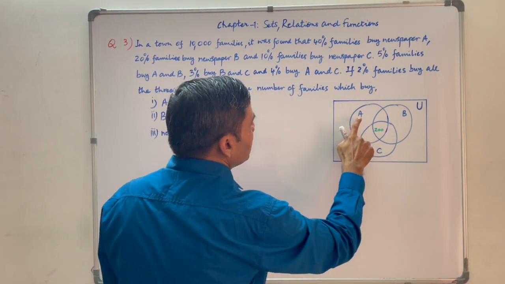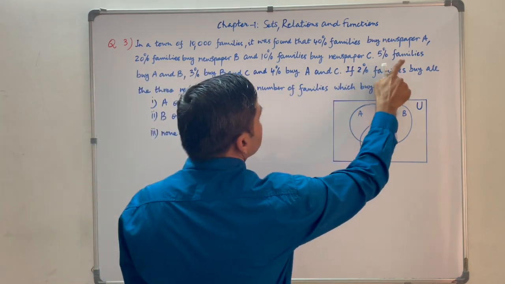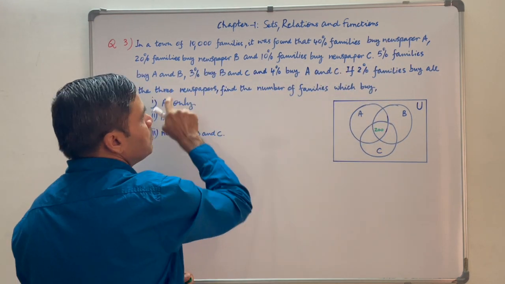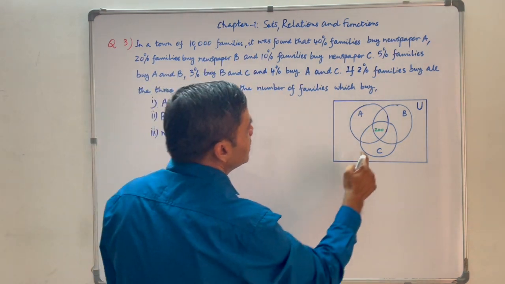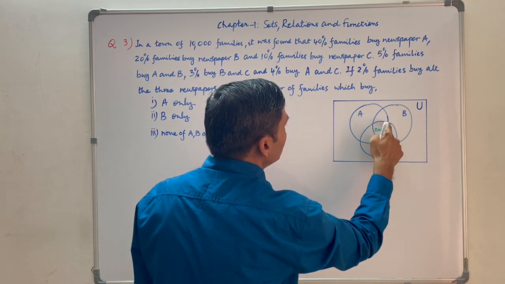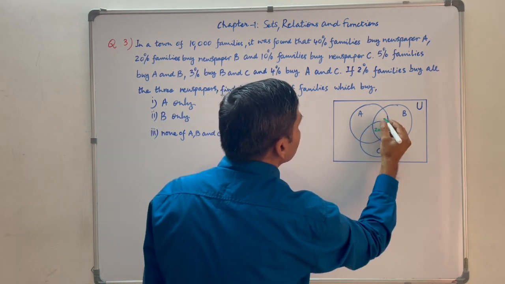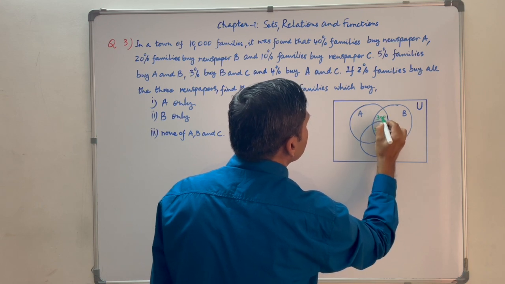Now, how many families buy A and B? 5% families buy A and B. 5% of 10,000 will be 500. So common to A and B will be 500. 200 is already occupied. So you will write 500 minus 200, that is 300 here.